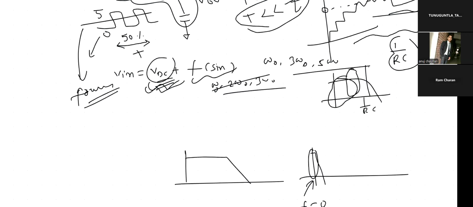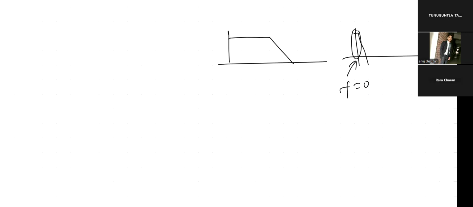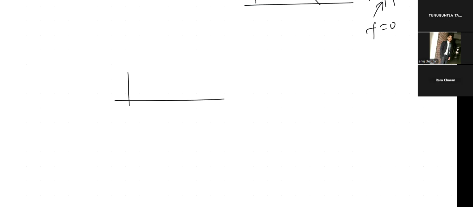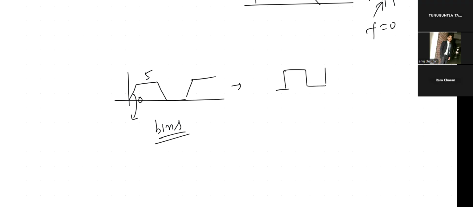One more thing: if there is some rise and fall time in my input, like 0 to 5, these rise and fall times will give you some bins of frequencies which are not integral multiples. I mean to say, when your input is a perfect square wave with zero rise and fall time, then you will get harmonics like DC value plus omega naught, 3 omega naught, 5 omega naught.